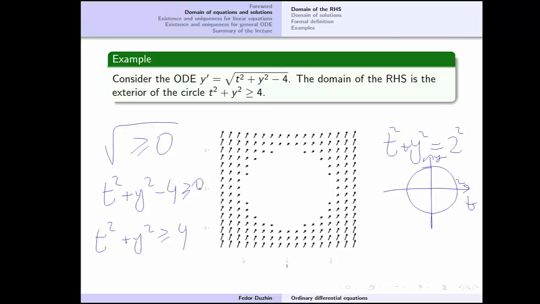But if it is bigger than 4, it means that it is the exterior of the circle, and hence the domain of the right hand side here is the exterior of the circle of radius 2. So that's what you see here. It means that inside of this circle we don't have the direction field at all, and outside we have our direction field defined by the first component is 1 and the second component is square root of t squared plus y squared minus 4.